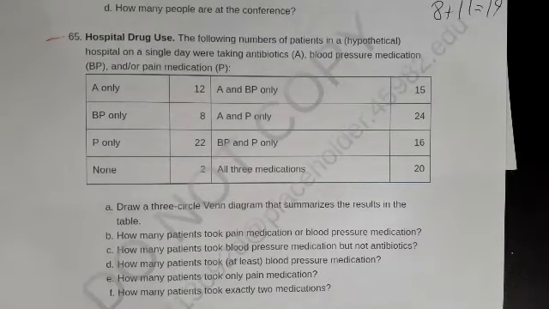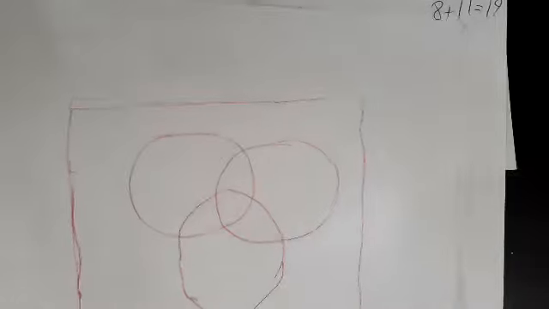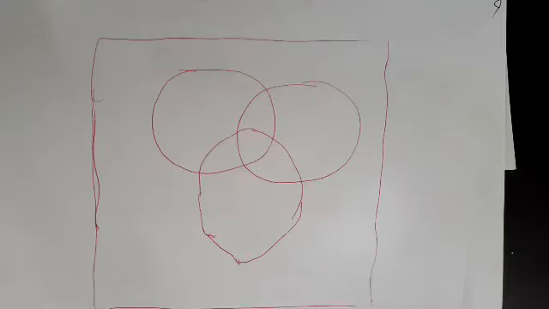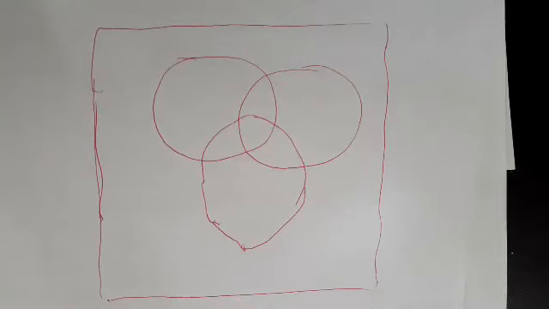So it says they can take all 3 medicines. So I'm hoping when you draw your Venn diagram, it looks something like this. Maybe a little prettier. Maybe you're a better artist than I am. But you have your 3-circle Venn diagram. And what do I want to label these circles? A, P, and BP.